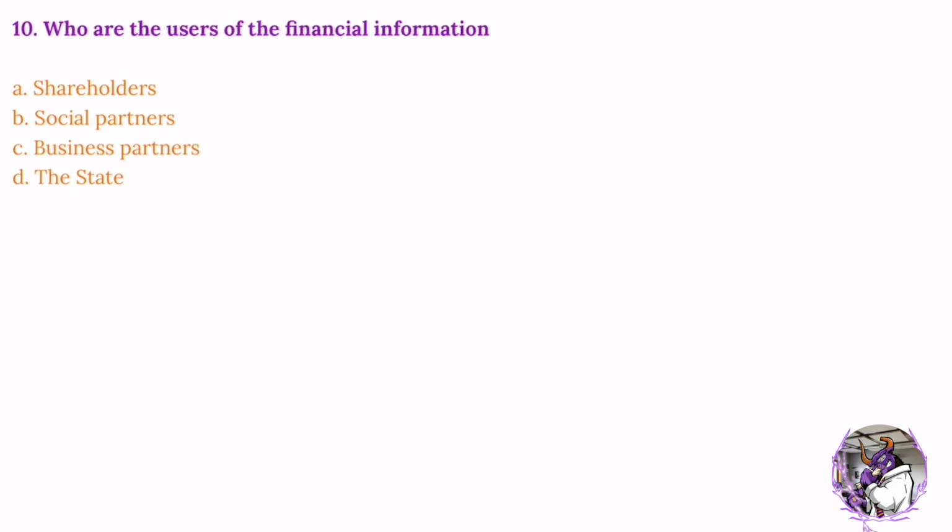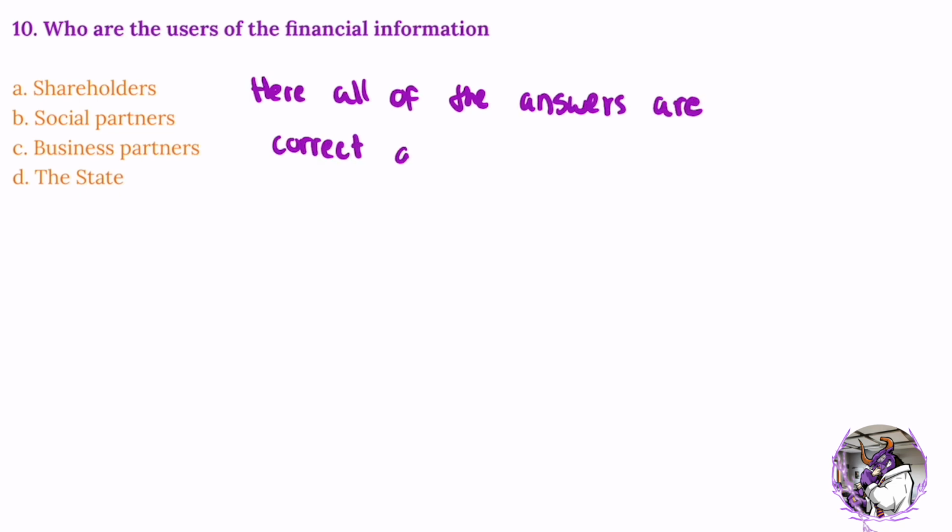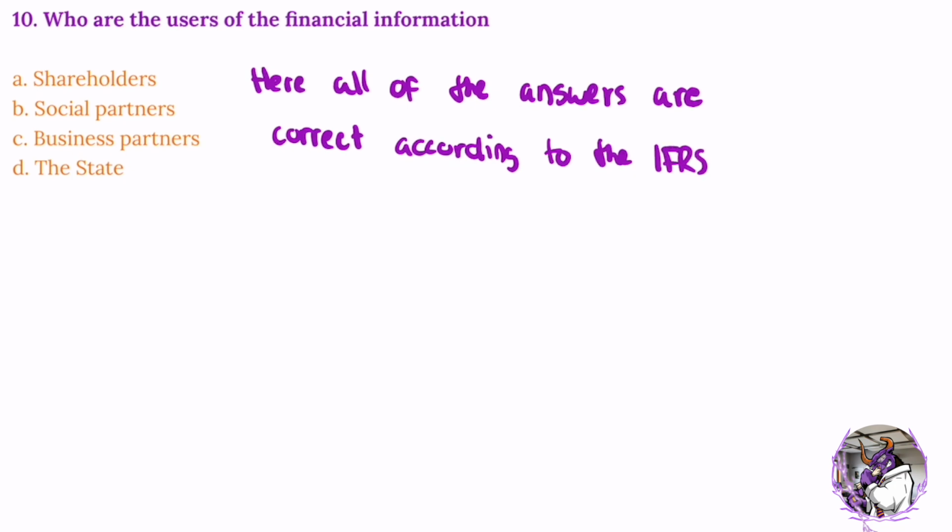Question number 10. Who are the users of the financial information? So for this question, all of them are correct. Shareholders, social partners, business partners, and the state, according to the IFRS standards, are all users of the financial information.